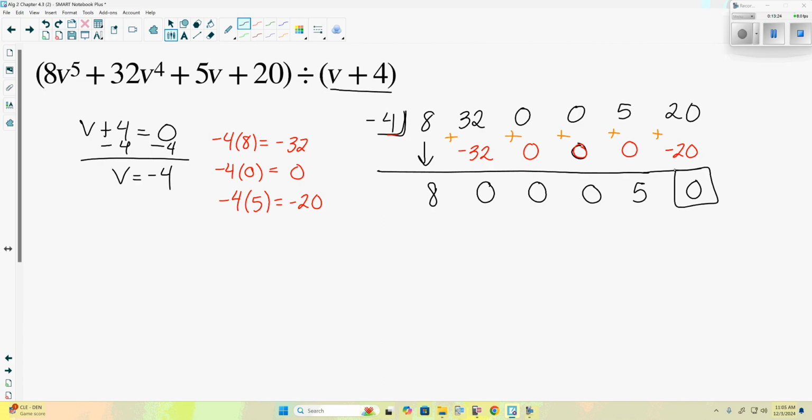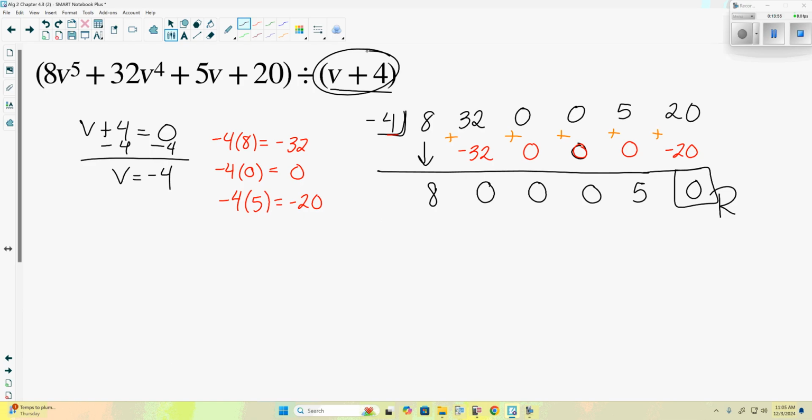And I always put a box around the last one because that is our remainder. With long division and synthetic division, the number of terms that we have for the remainder is always going to be one less than the number of terms we're dividing by. So the number of terms we're dividing this by is 2, so the remainder would have 1. If what we're dividing it had 3 terms, the remainder should have 1 or 2. Can't have more than that.